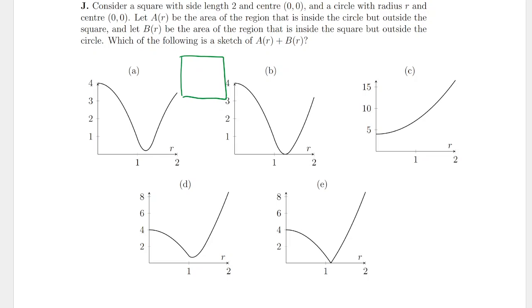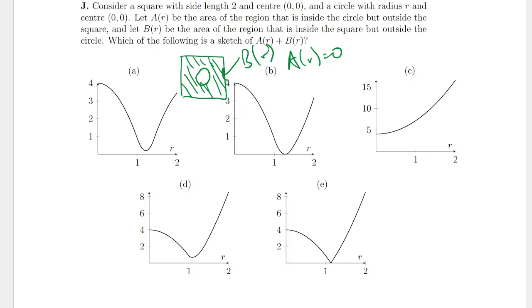Okay. And then it seems like in the graphs, the r's go from 0 to 2, right? So when r is 0, the circle doesn't exist. When r is maybe slightly bigger than 0, then it's more like here. So this area outside here would be B of r, whereas A of r would be 0 in this case, because no area is inside the circle but outside the square. The circle is completely enclosed in the square.